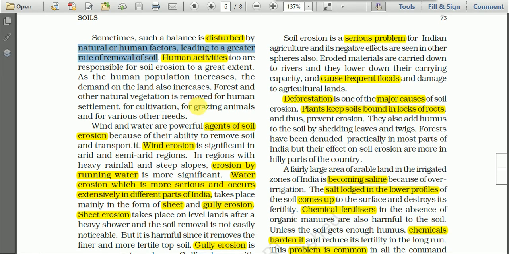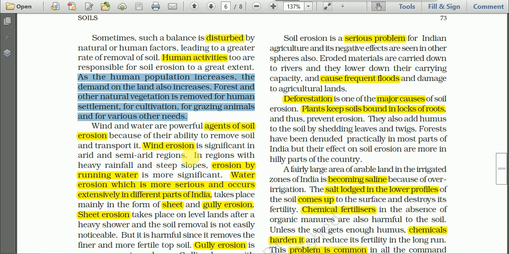Now let us read what are the different causes for the degradation of soils in India. Human activities are responsible for soil erosion to a great extent. Okay, the number one reason for soil erosion or soil degradation is human activities. You know, as the human population increases, the demand on the land also increases.